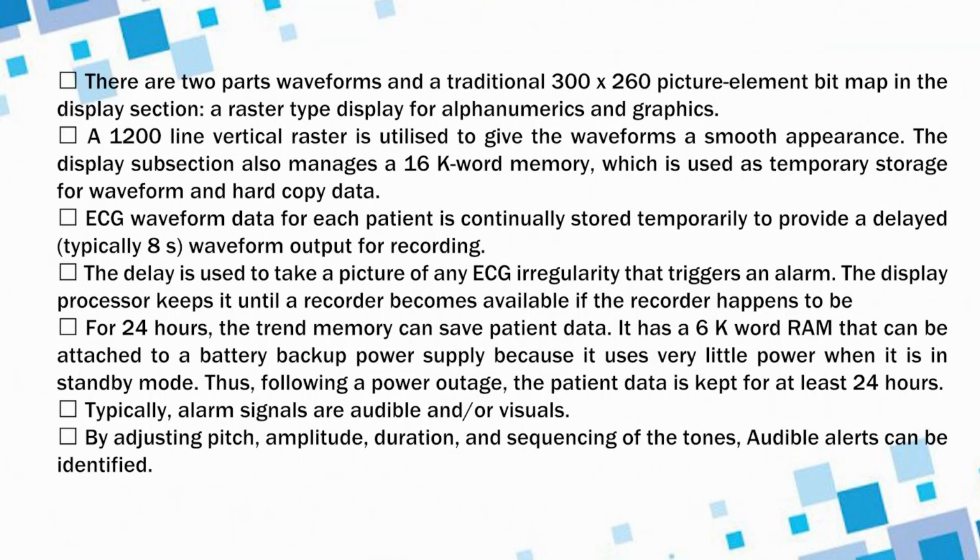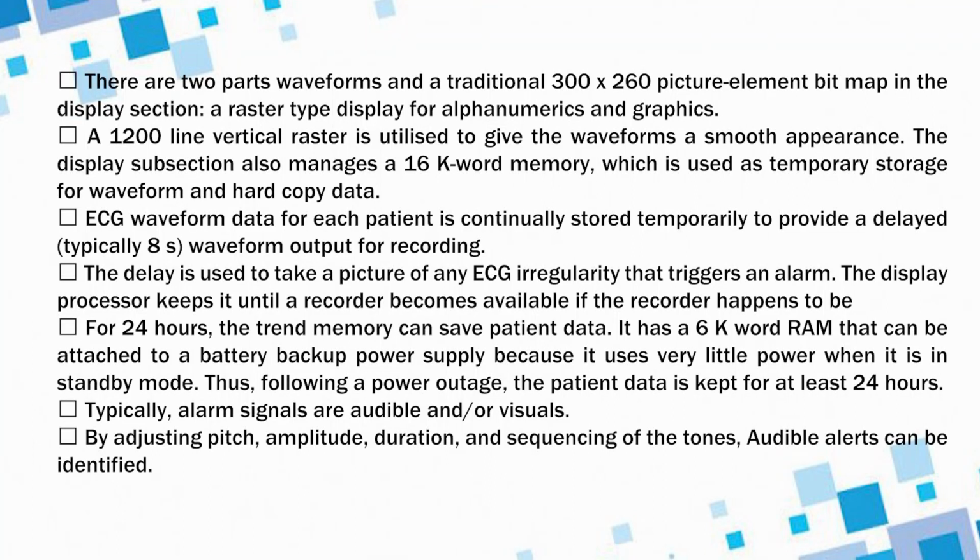ECG waveform data for each patient is continually stored temporarily to provide a delayed, typically 8-second, waveform output for recording. The delay is used to take a picture of any ECG irregularity that triggers an alarm. The display processor keeps it until a recorder becomes available if the recorder happens to be busy.